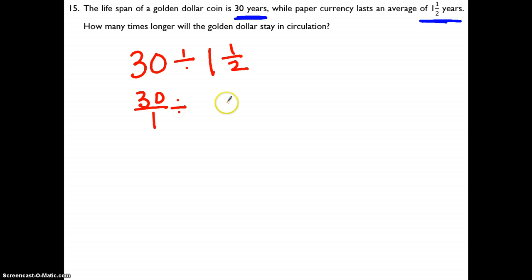Alright, last one. This is kind of tricky. The lifespan of a golden dollar coin is 30 years, while paper currency lasts an average of 1.5 years. How many times longer will the golden dollar stay in circulation? This is a division problem. So I'm going to take 30 and divide it by 1 1/2, which is really 30 over 1 divided by 3 over 2. And I know I can multiply the first number by the reciprocal of the second.